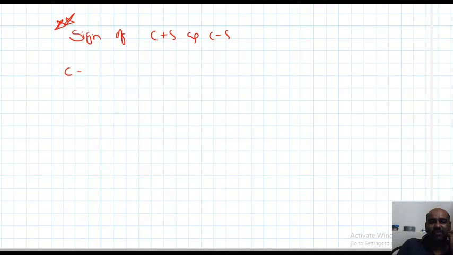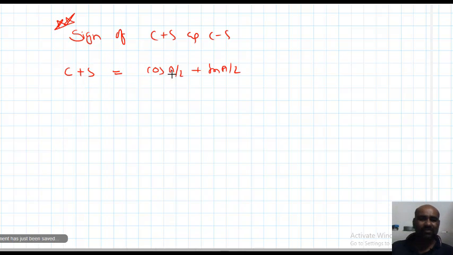First of all, I want c plus s. Important, students, listen. Cos a by 2 plus sin a by 2. I want to find in what interval c plus s is positive. It depends upon a only, no? For what values of a is c plus s positive, and for what values of a is c plus s negative, that we should find. So I don't like to handle separate trigonometric ratios.